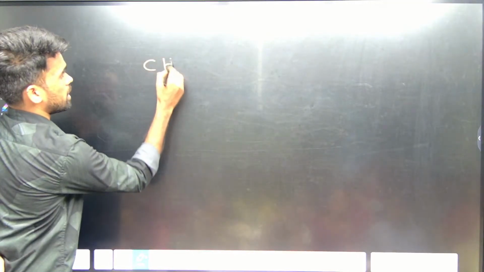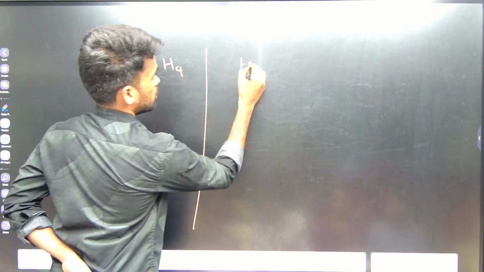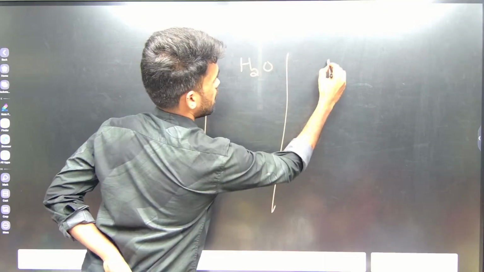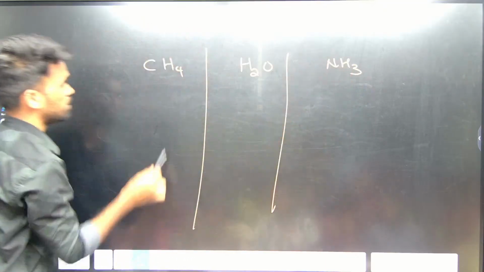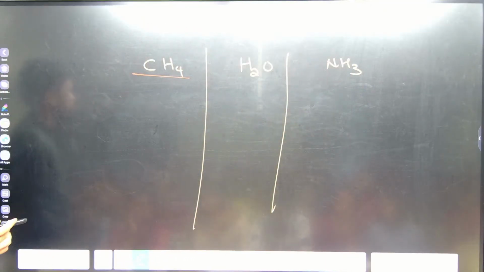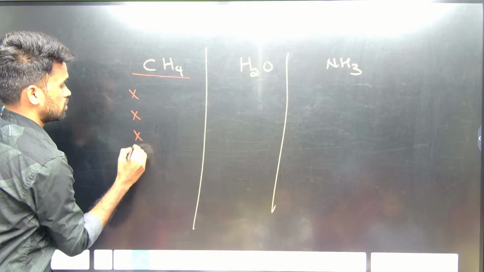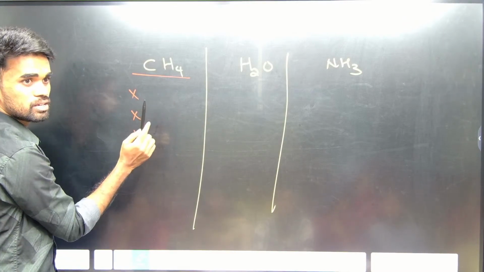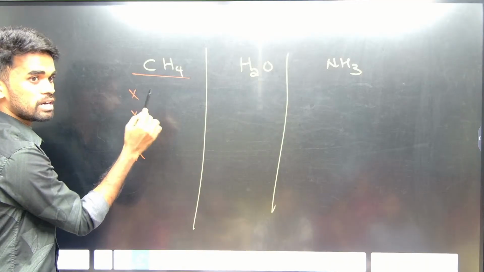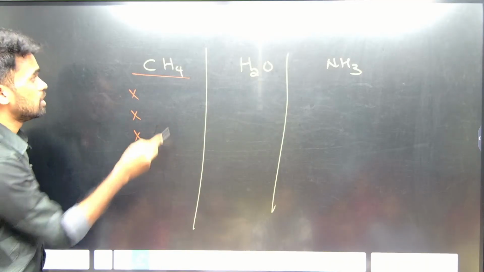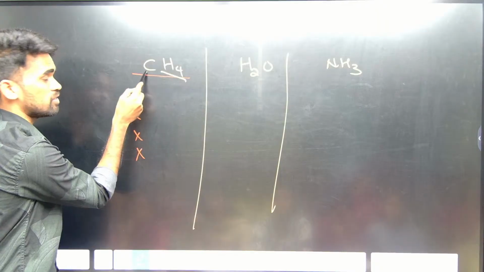Like methane, I am writing, water and NH3 I am writing. Let's start with the very basics. Carbon, which group is it? The 14th group. Valence electrons are how many? 4. You take 4 dots. Hydrogens are how many? 4. So, one bond requires 2 electrons: 1 electron from hydrogen, 1 electron from carbon.